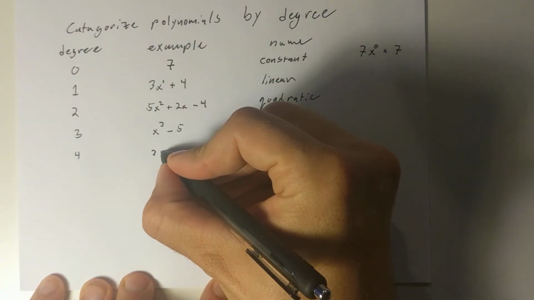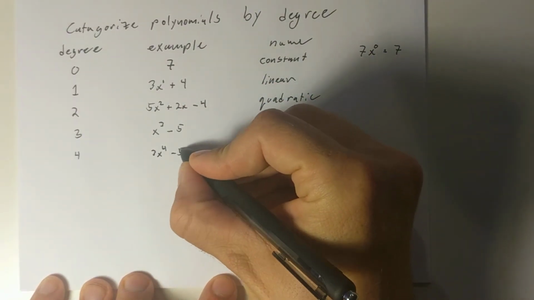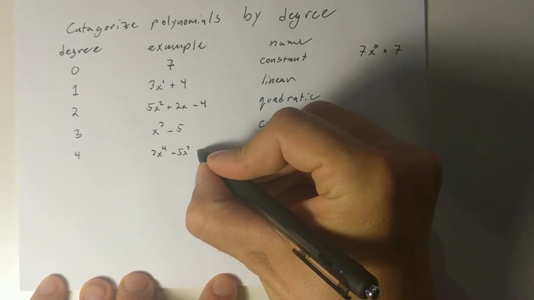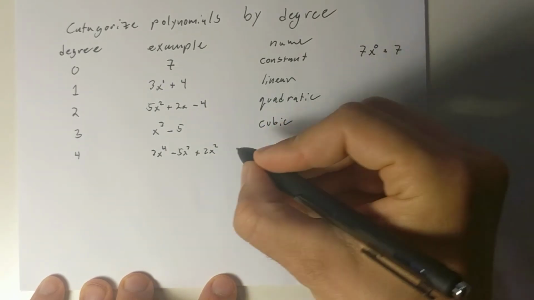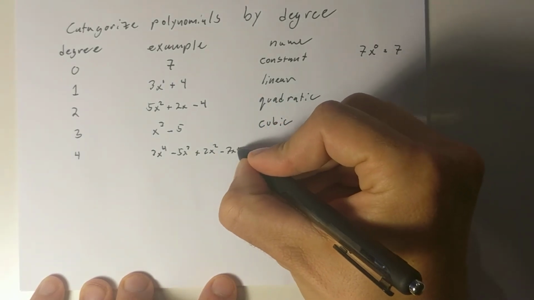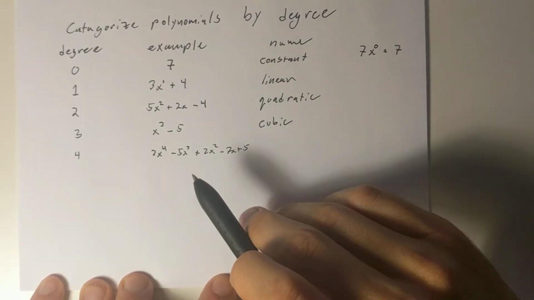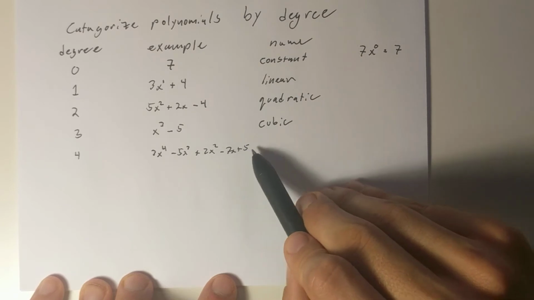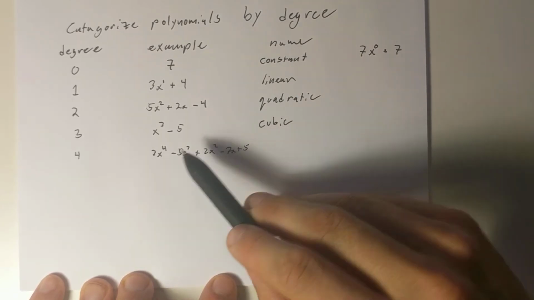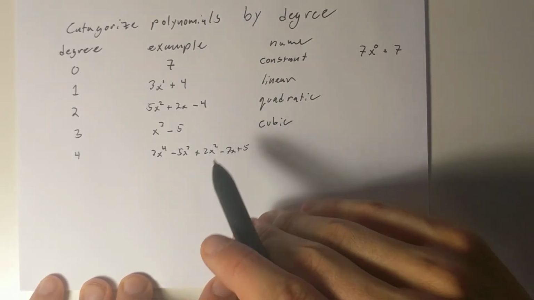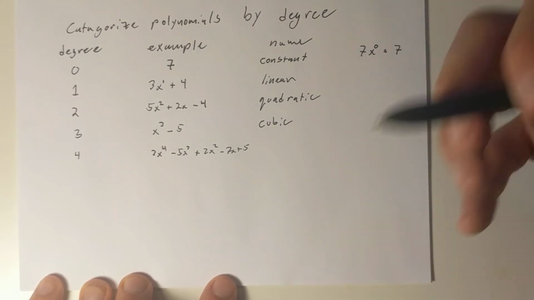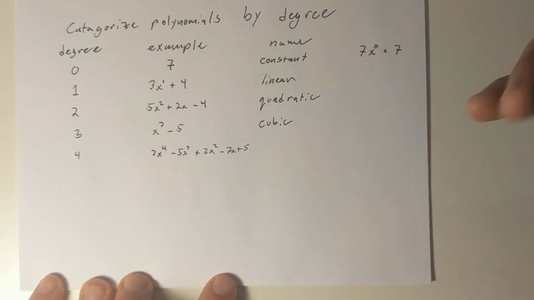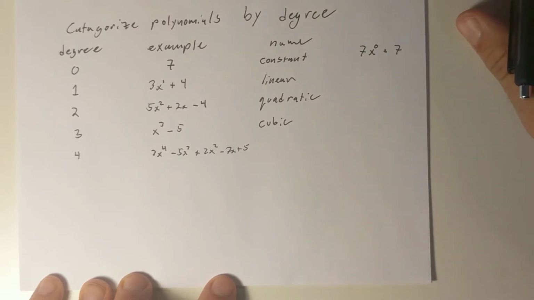So maybe 3x to the fourth minus 5x to the third plus 2x squared minus 7x plus 5. Notice how this thing is 1, 2, 3, 4. This has 5 terms. So this would be a 5-termed polynomial, right? We would just call it polynomial because once you get above 3 terms, we don't really have a special name for it. So this is just 5 terms.